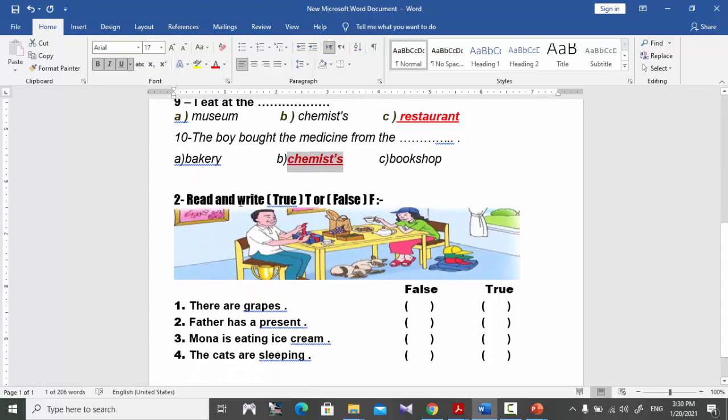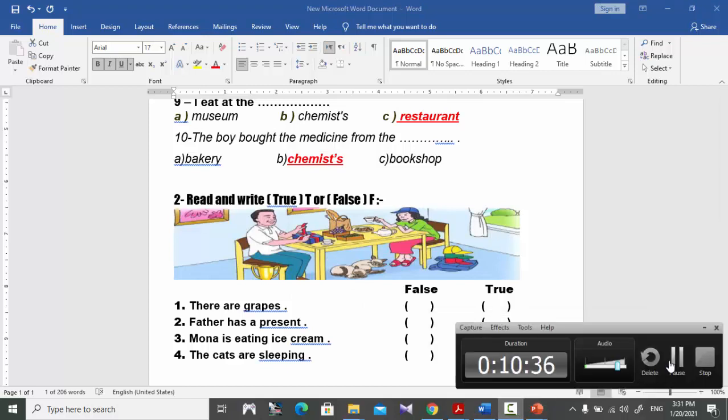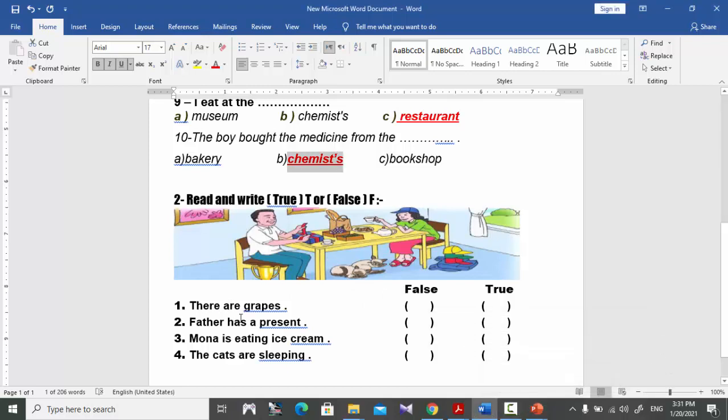Okay, question number two. Read and write true T or false F. There are grapes. Okay, look at the picture. Look at the picture first. Look at the picture and read number one. There are grapes. It's a fruit, by the way. Okay, false or true? Can you see any grapes? Okay, I can't see any grapes. So there are grapes, false. Write down F. So number one, false.